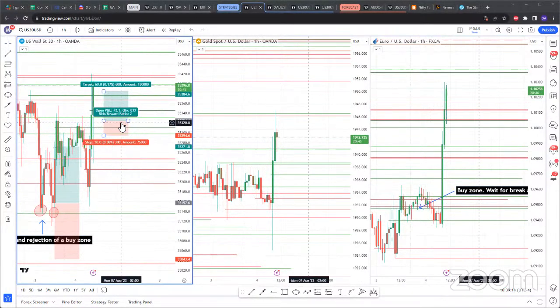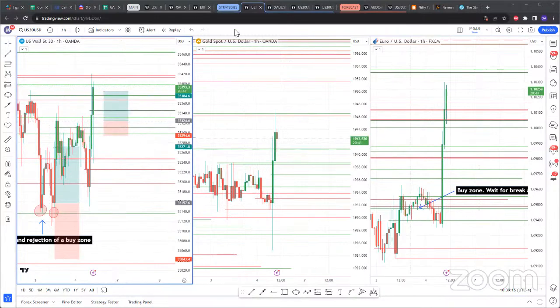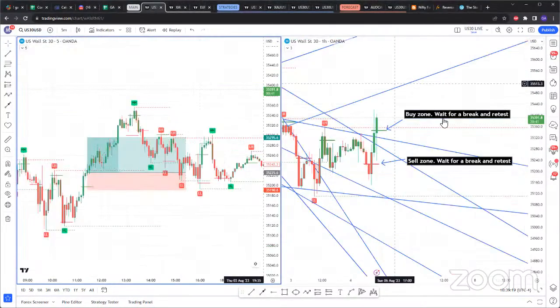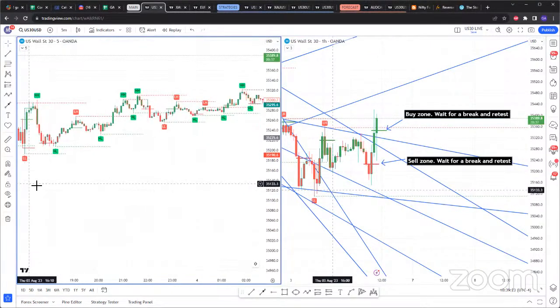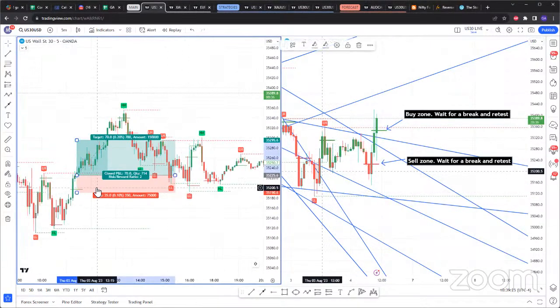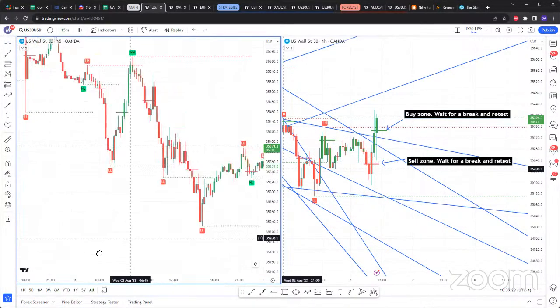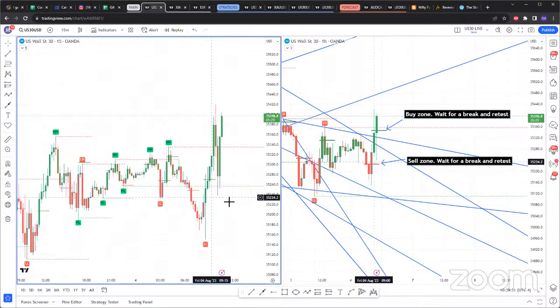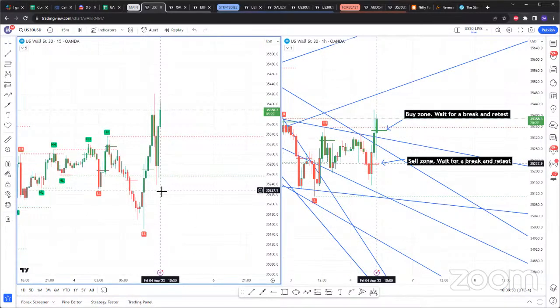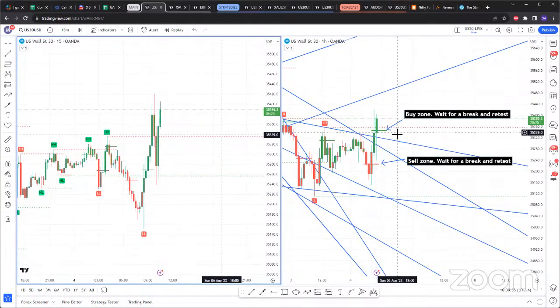Yeah, just a quick question. As you were explaining your entry on 15 minutes based on 1 hour analysis, you used the 1 hour parabolic buy as a support. Correct. Yes. Or as a rejection.